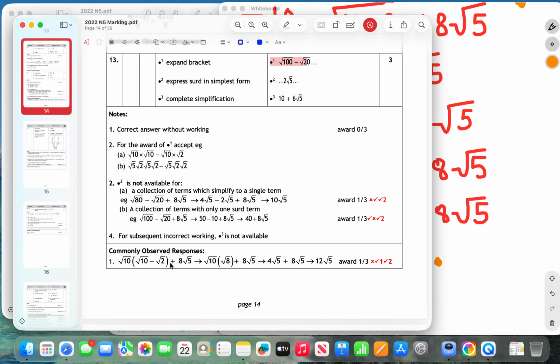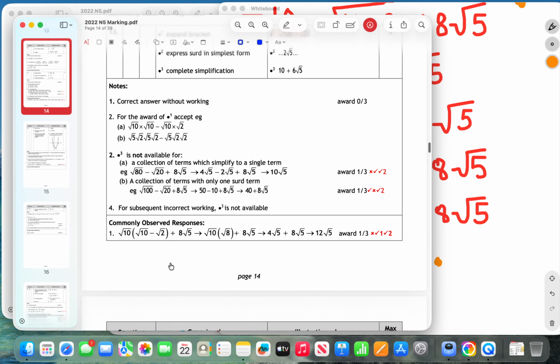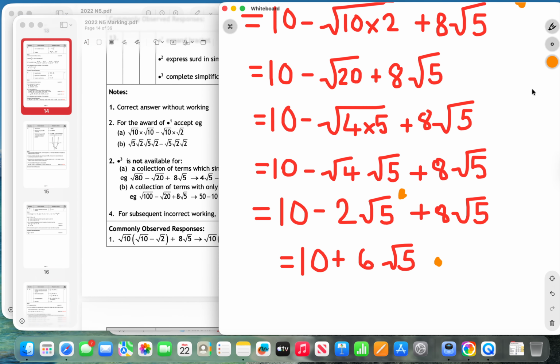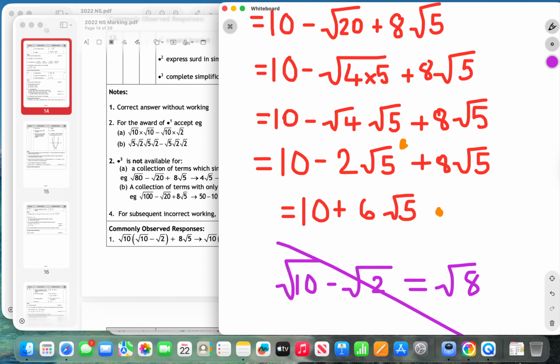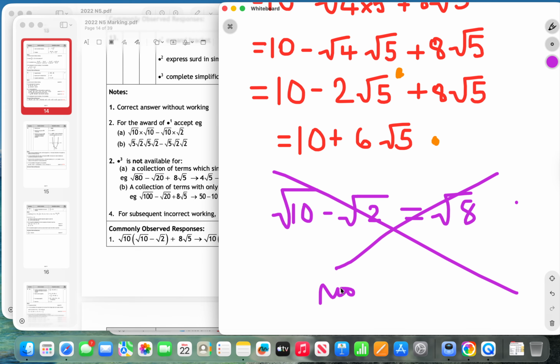Of course, there were a few commonly observed responses. The first one makes no sense, where people write that root 10 minus root 2 equals root 8. This is nonsense. This is nonsense, and so many candidates wrote this.